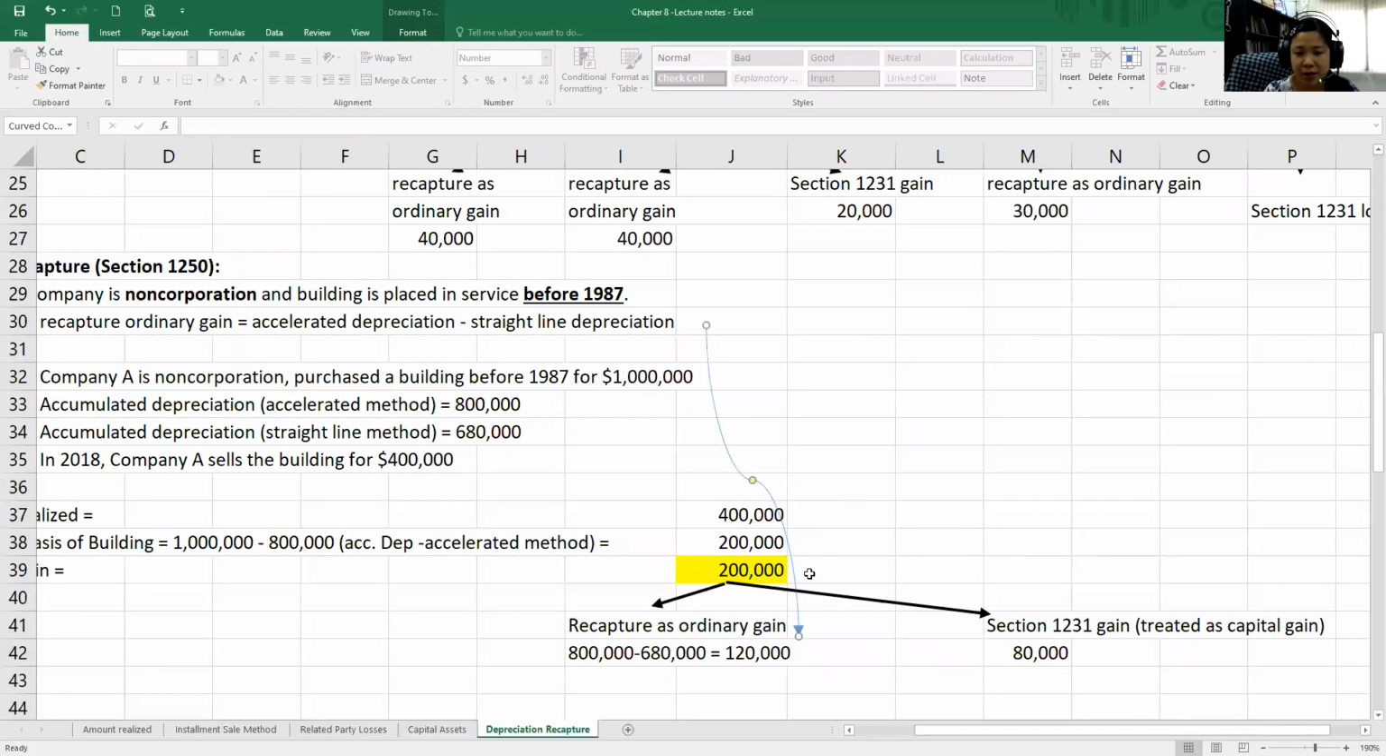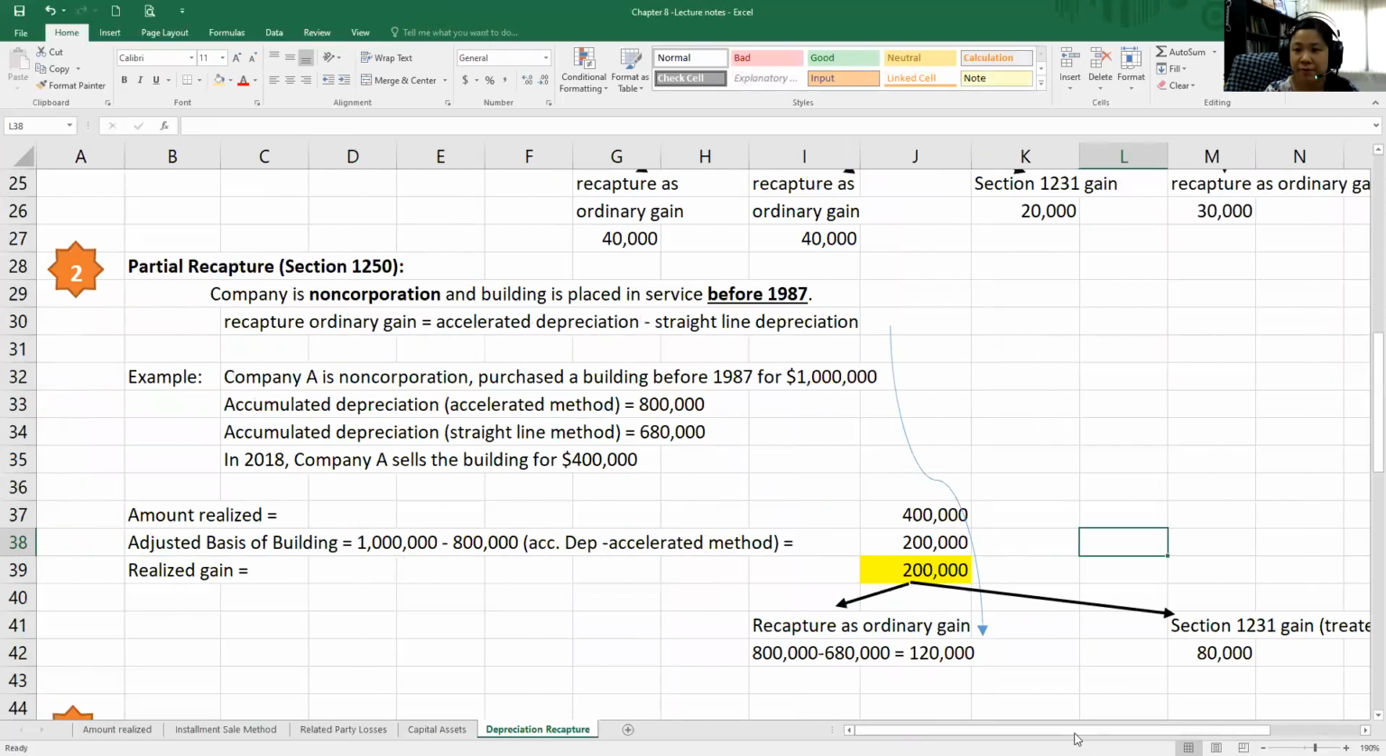So there are two things here I want you to remember. For the partial recapture, section 1250, the company should be a non-corporation. And second, it applies only to buildings, and the building should be placed in service before 1987. Then we will use this one. And the amount that we recapture as ordinary gain is the difference between accelerated depreciation and straight line depreciation.